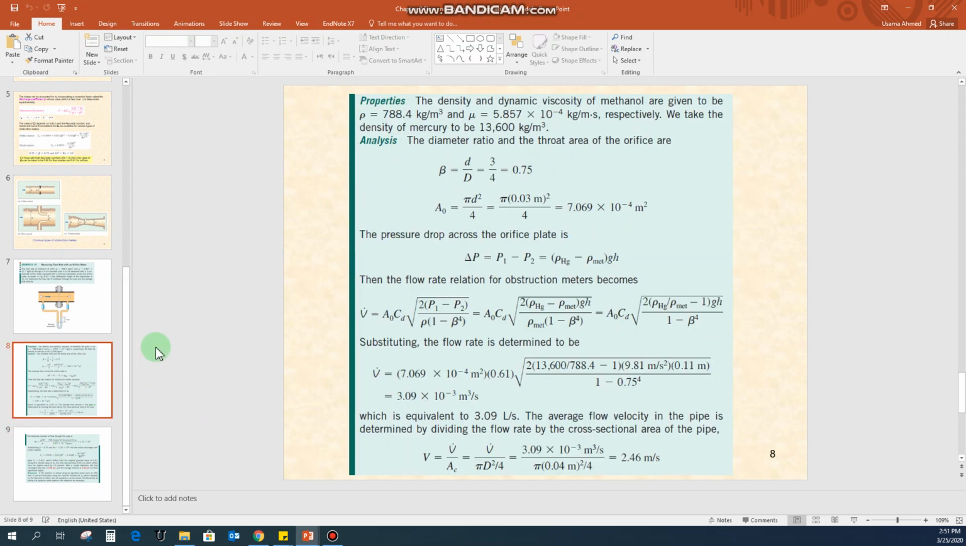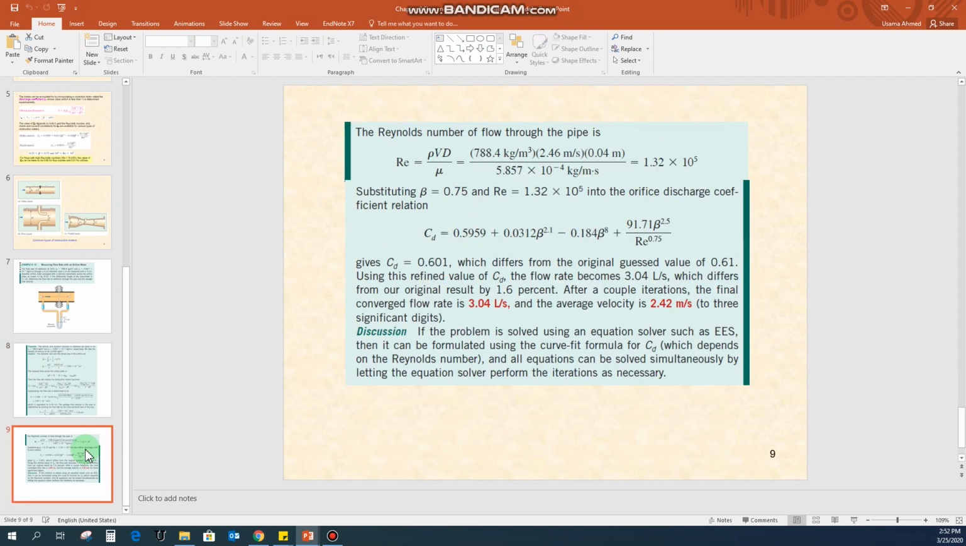Now what we can do here: we have used a value for the discharge coefficient given in the literature, 0.61, but this is not the exact value for the given example. So we have to calculate the value for the Reynolds number. The value for the Reynolds number depends on density, velocity, diameter and the viscosity. So you will put the values in this equation to get the Reynolds number. That comes out to be 1.32 into 10 raised to the power 5.